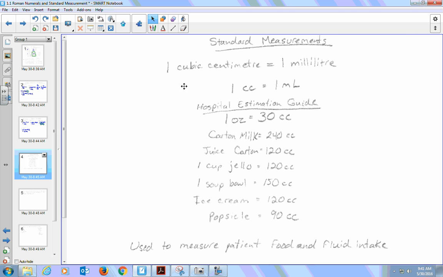And you'll see this a lot throughout the course is cc's, or cubic centimeters.